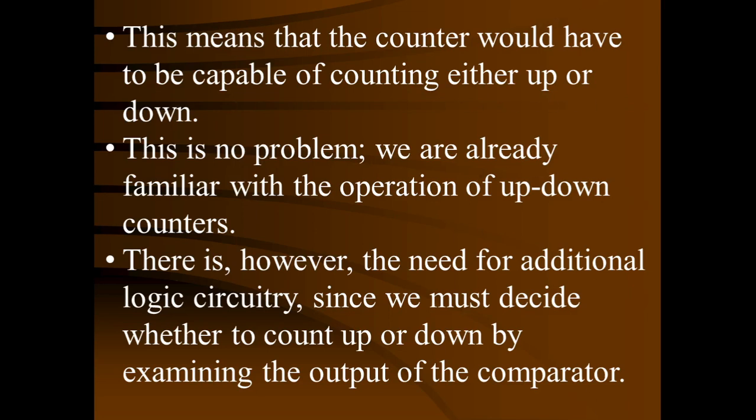This means that the counter would have to be capable of counting either in the up direction or in the down direction. This is no problem since we are already familiar with the operation of up-down counters. There is, however, need for additional logic circuitry, since we must decide whether to count in the up direction or the down direction by examining the output of the comparator. So depending upon the output of the comparator, there should be some control circuit which will decide whether the counter will operate in count up mode or in count down mode.